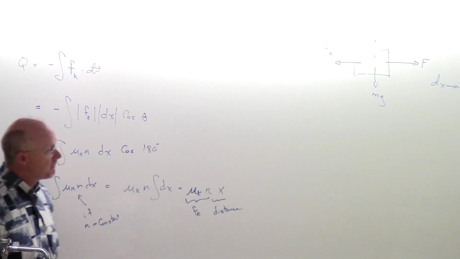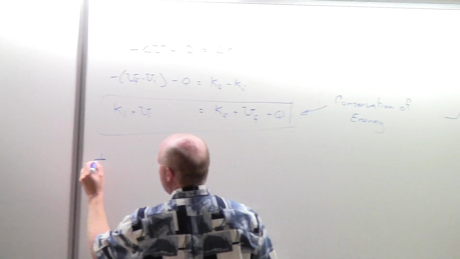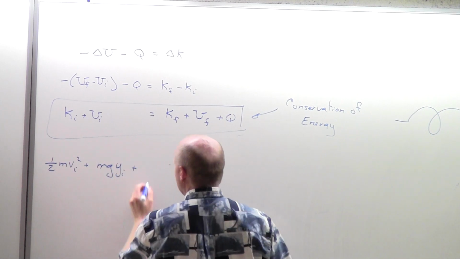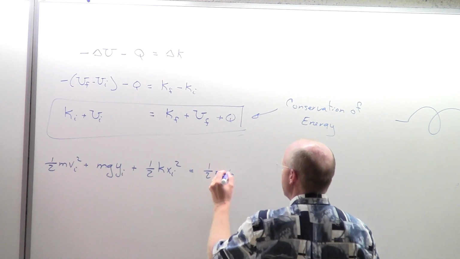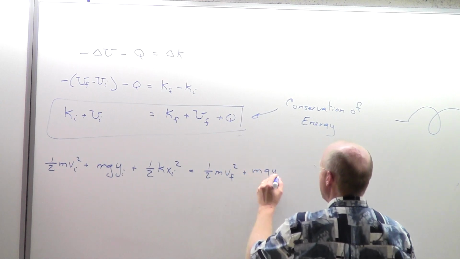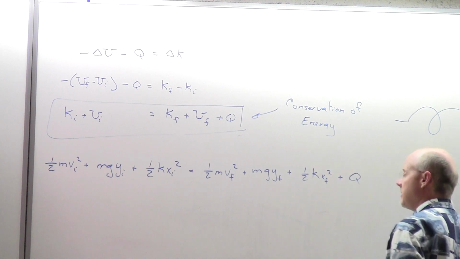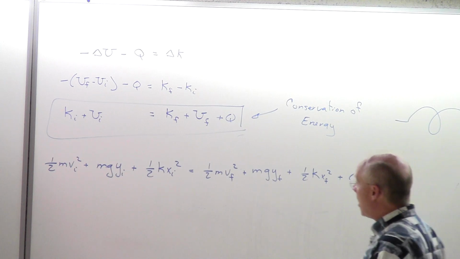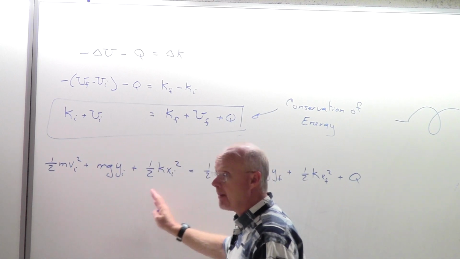Well, like I said then, this is the whole point of chapters 7 and 8. Let me just erase right underneath it and put this all together now. So here's what we have. We have 1/2 mv initial squared plus mgy initial plus 1/2 kx initial squared equals 1/2 mv final squared plus mgy final plus 1/2 kx final squared plus heat. Right? And that's what our equation has become for this morning, this first hour. These are all the energies we start with. Kinetic energy, gravitational potential energy, elastic potential energy. Add them all together. What will it equal?